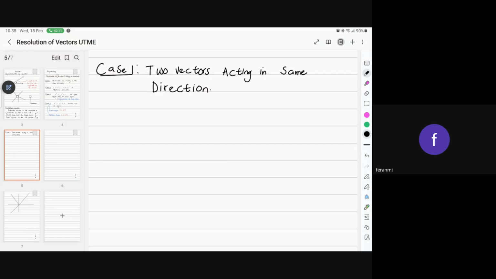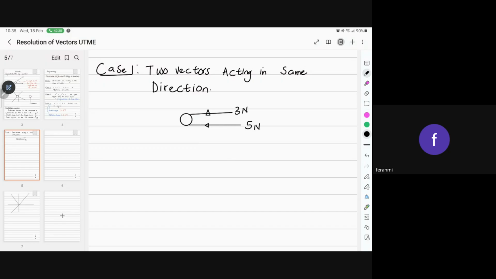So two vectors acting in the same direction. Now, when they're acting in the same direction, let's assume that we have an object. I'll just be drawing circles this way. Let's say that this one is acting on the body this way, in this direction. This is the arrow. And let's say I have the second one as well acting on this object, also acting in this same direction. Now, let's say that this one is 5 Newton and this one is 3 Newton.